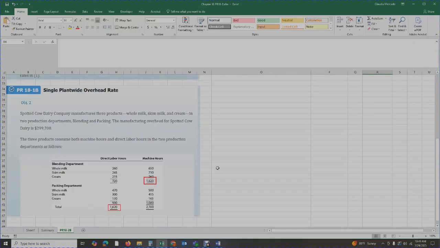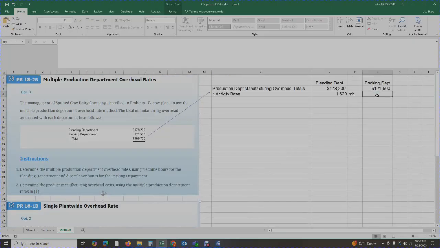Let me see, what did I do? Oh, I'm sorry. The packing department is 900. The 1,620 is the total of the two up top. So we're looking at the direct labor hours for the packing department. That's the 470 plus the 300 plus the 130, which gives you 900. So direct labor hours for the packing department is 900, and machine hours for the blending department is 1,620.